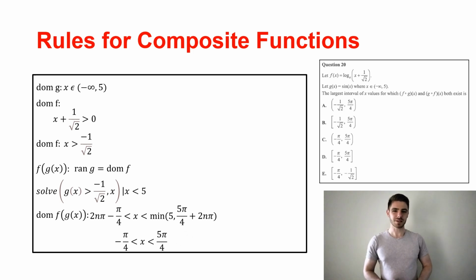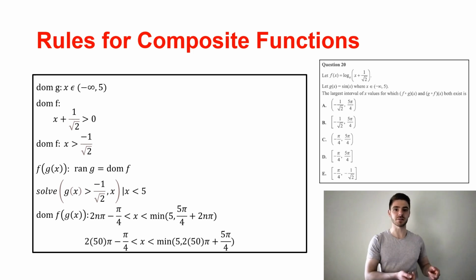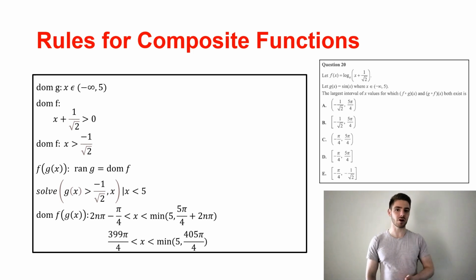The CAS is doing this because it doesn't know what value of n you're interested in. n could be 50, in which case the general solution 5 pi on 4 plus 2 pi times 50 would be much larger than 5. So your upper bound would become 5, because again, it's the minimum of these two values.